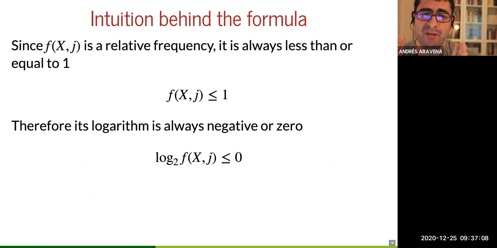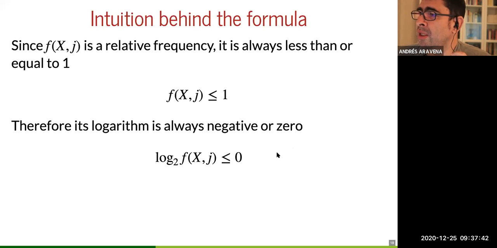First thing first, relative frequencies are between 0 and 1, always less than or equal to 1 by definition. It's a percentage of a total, so it can never be higher than 1. Now, if you remember your high school, the logarithm of 1 is 0, and the logarithm of numbers below 1 is always negative.